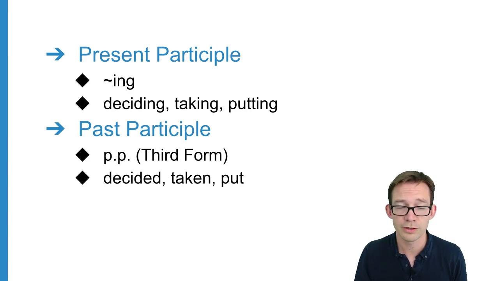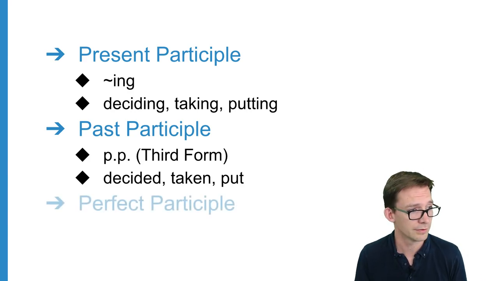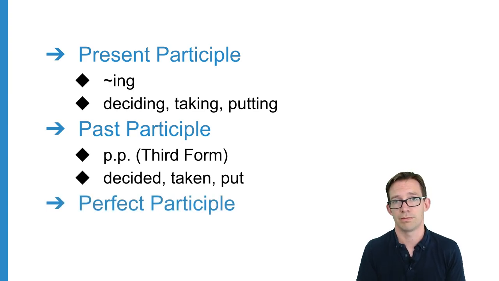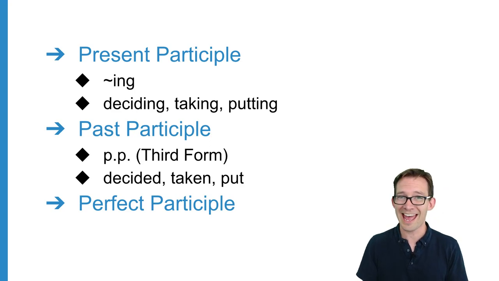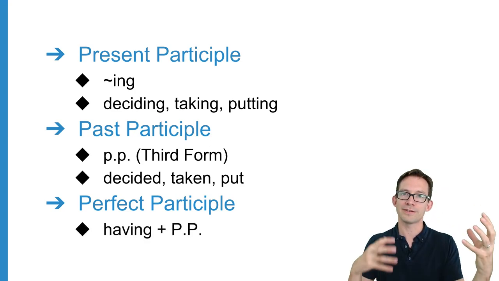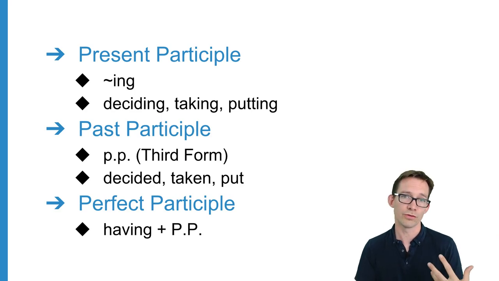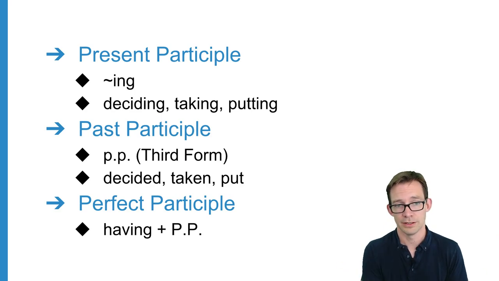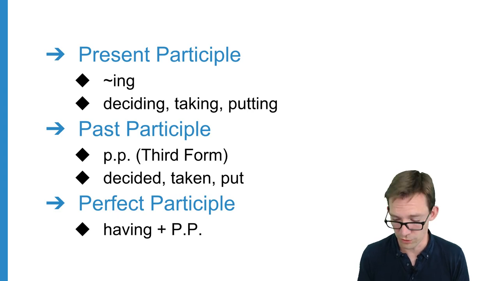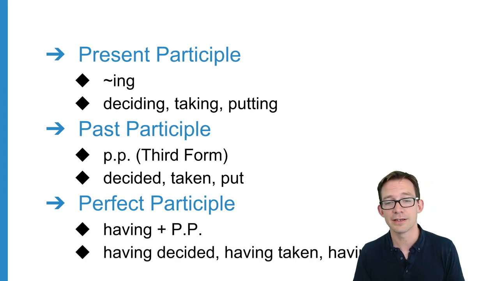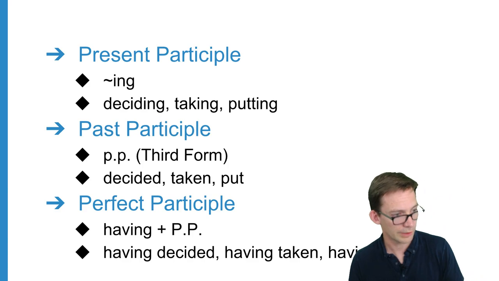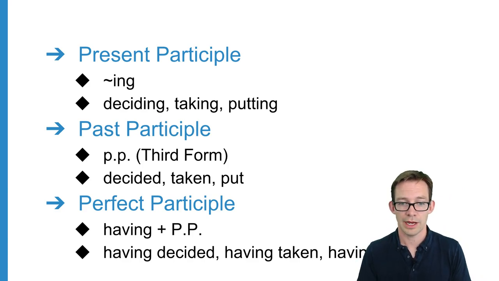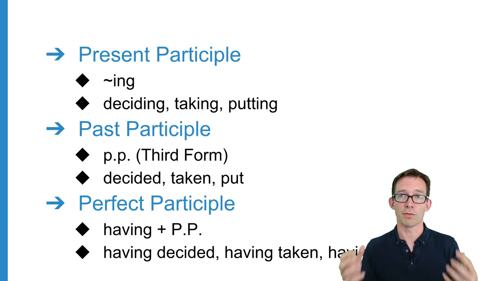But the third type of participle, which we didn't discuss, is the perfect participle, okay? So this means using the verb having, it's kind of putting the present and the past together. So you use the verb having plus the past participle, the third form. So having decided, having taken, having put. Having put. Okay? So this is what we're talking about, participles.